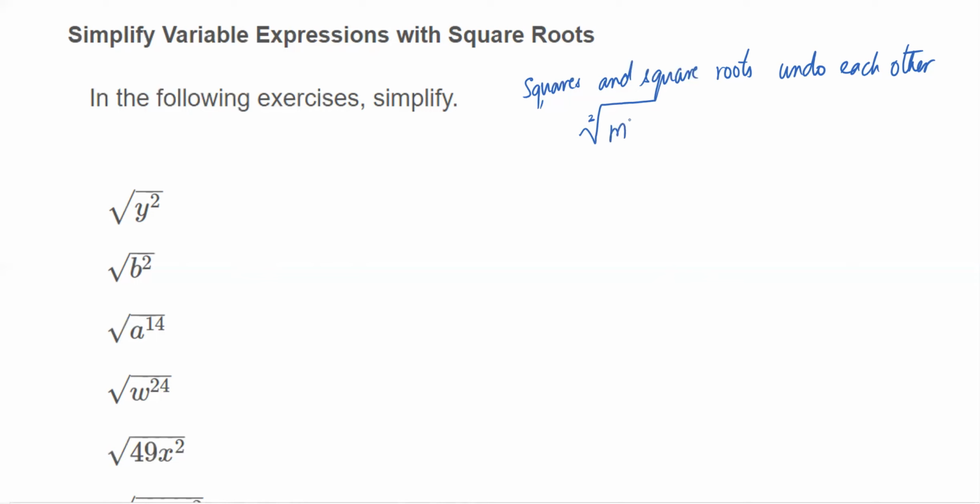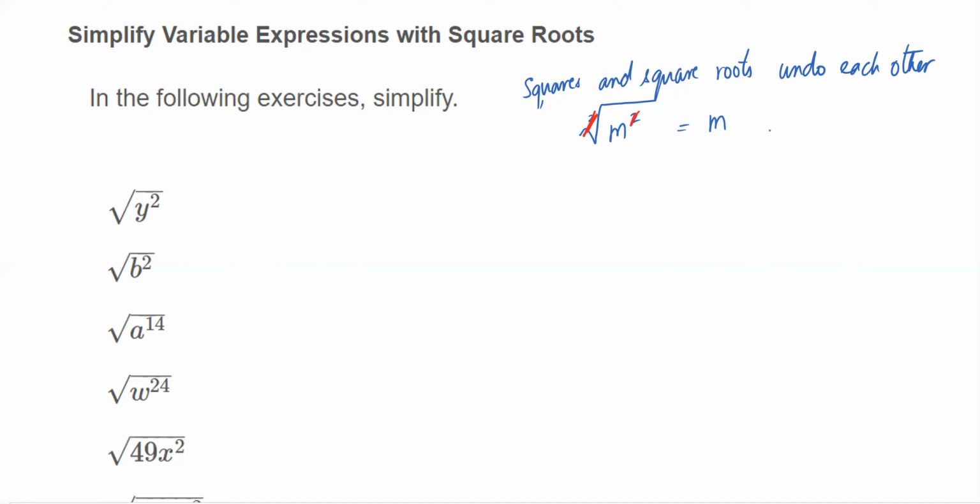Let's say m squared. Okay. What we're saying is this square root and this square will undo each other, resulting in just an m, right? The square root symbol is the whole radical sign, right? So that radical sign and the power will undo each other because they match. Square root and square matches, right? The 2 and the 2. I put the 2 explicitly so you can see it.